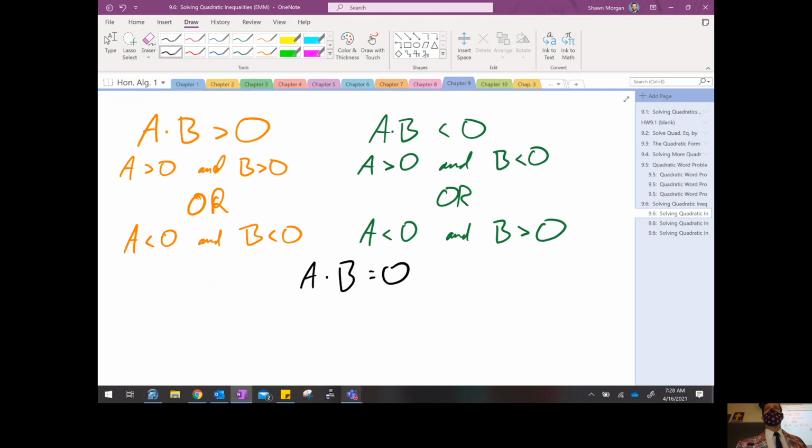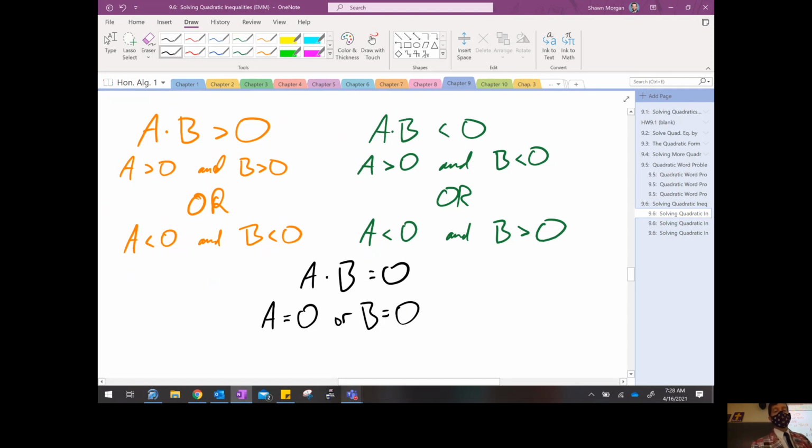It's louder. Yeah, the ZPP says that A equals zero... Oh my goodness, have y'all forgotten your ZPP? A equals zero or B equals zero. Duh. Okay, we've only done that about 1,000,000 times.